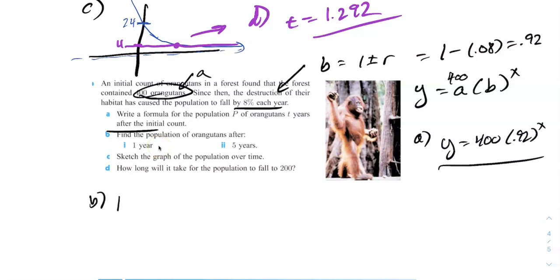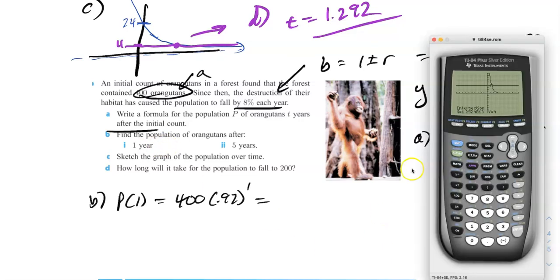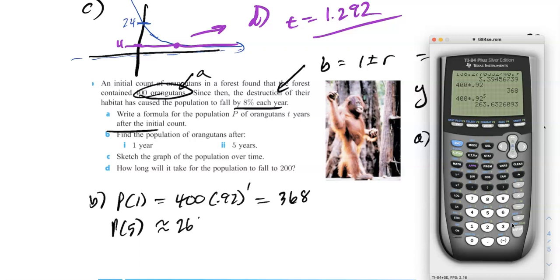Find the population after 1 year. So my population after 1 year, just substitute in 1. 400 times 0.92 to the 1. Let's put that in the calculator. 400 times 0.92 to the first power, you get 368. After 5 years, let's go back here, now I'm going to put it to the fifth power. I get 262, approximately. 263, I should say, and 64, rounded up.